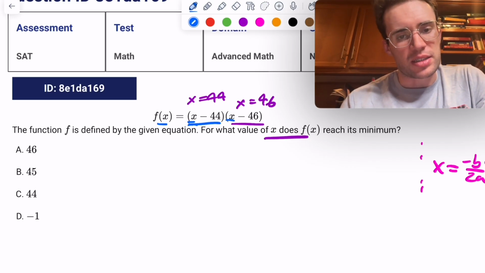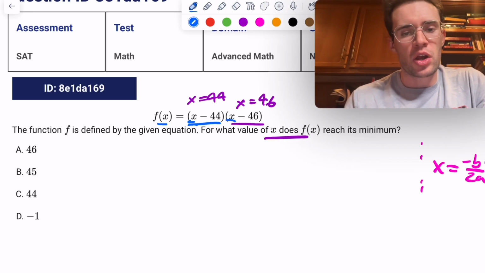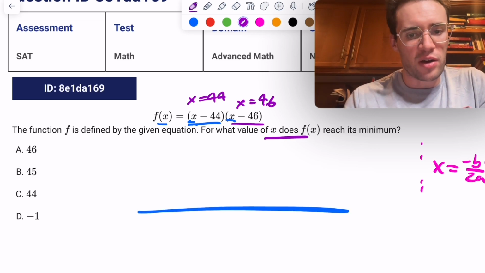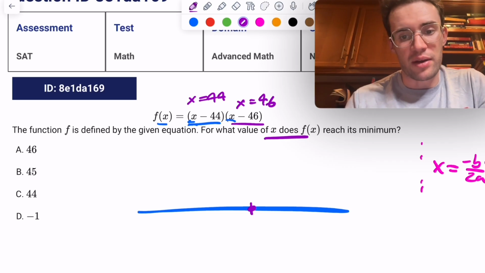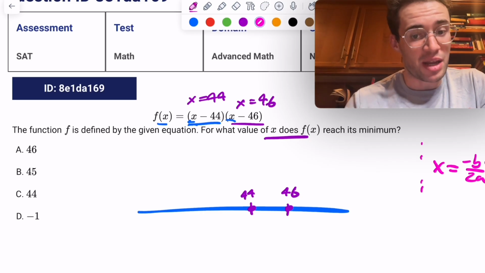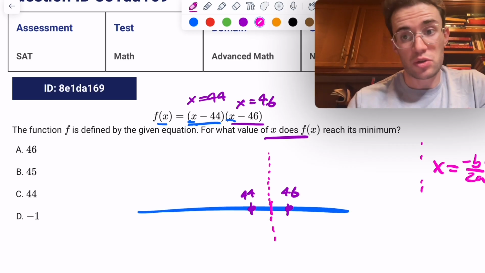But we know it's positive because if you did distribute this out, x times x is x squared, positive x squared. Right? So if you were to graph this, when x is 44, y is 0, and then when x is 46, y is 0. And quadratic functions are always going to be symmetrical. So that means that the axis of symmetry will be right between those two zeros. That's something that's always true for a quadratic.